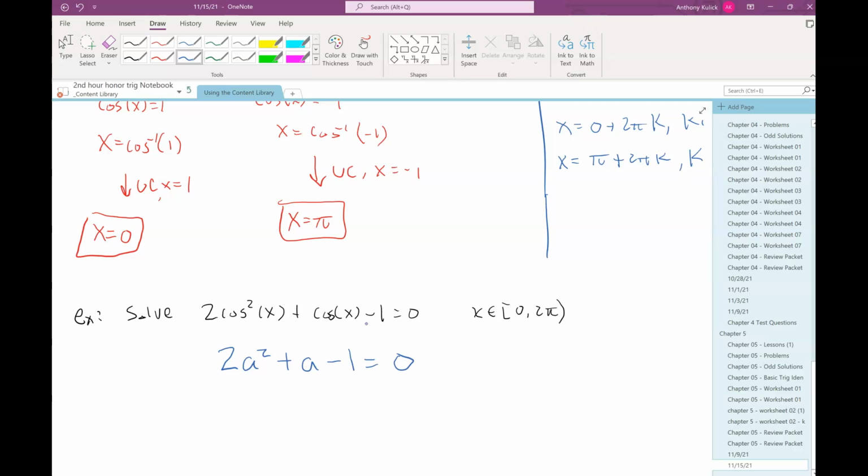This should be something that's super familiar. We spent a lot of time last year doing these sorts of problems. What kind of an equation is this called? Quadratic. Great. What are the two best ways to solve a quadratic equation? Factoring or the quadratic formula.